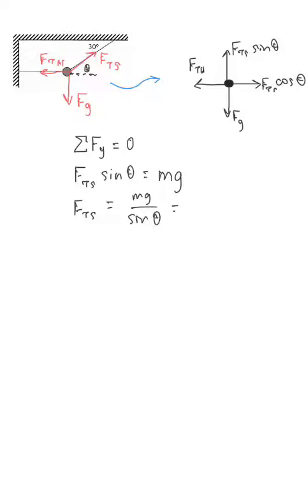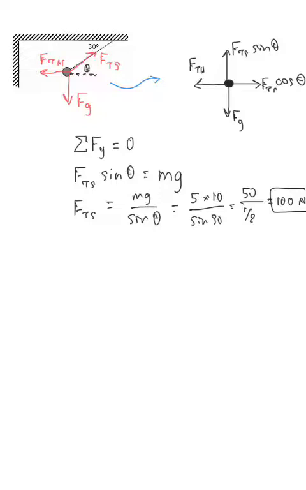which is 5 for mass times 10 for gravitational strength divided by sine of 30. That's going to be equal to 50 divided by sine of 30, which is 1/2, and 50 divided by 1/2 is 100 newtons. So the slanted string has 100 newtons of tension in it.